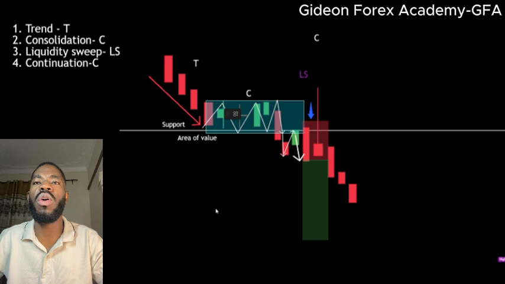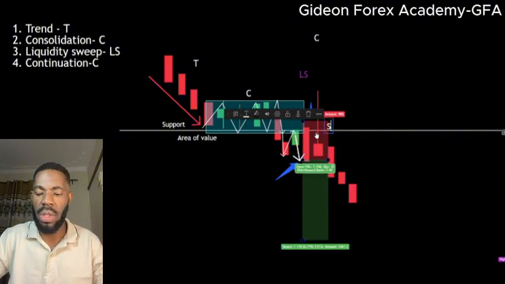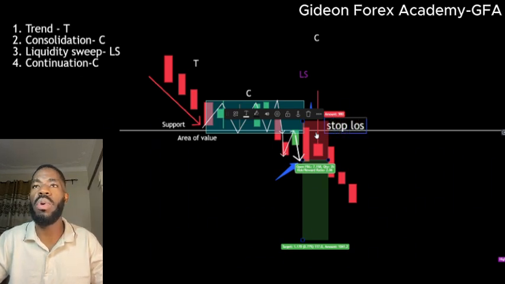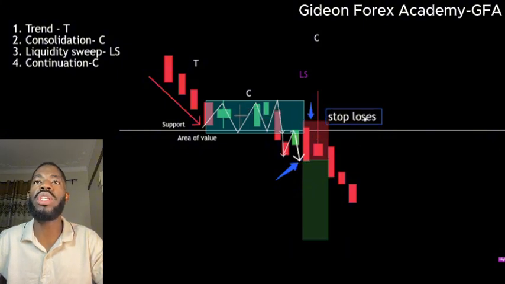When you place your sell order here and you place your stop loss just above here, guess what? In most cases, the price retraces back to this area and takes out the stop losses which are set here by most traders around here. So there are so many stop losses around this point. So many stops here. So there's a liquidity sweep.